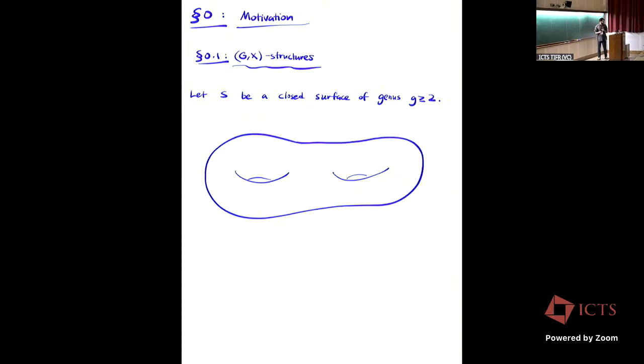So our story begins on a closed surface. For the rest of the talk, S is always a closed surface of genus G at least 2, like our genus 2 surface here. So why do people always make this assumption about genus G at least 2? Well, that's because these surfaces admit a hyperbolic metric, so constant curvature -1 metric.